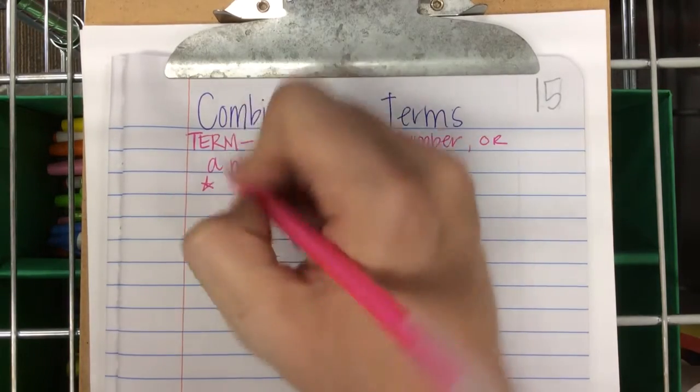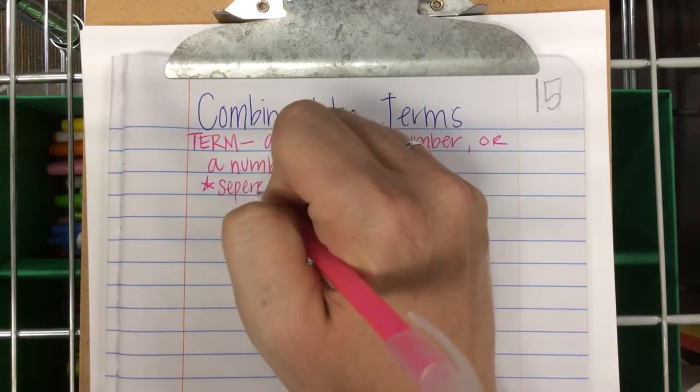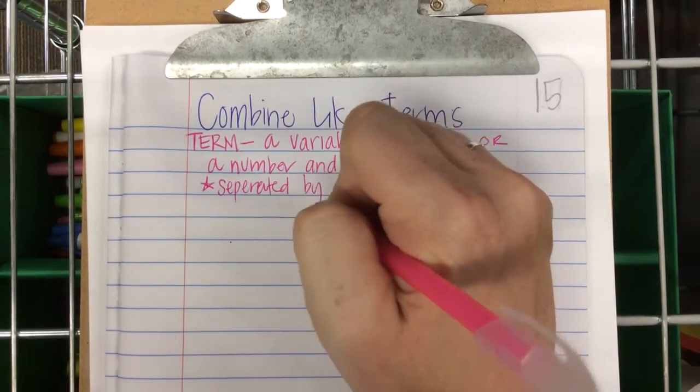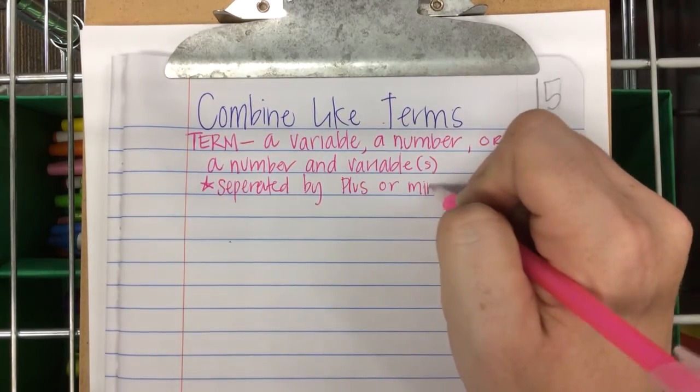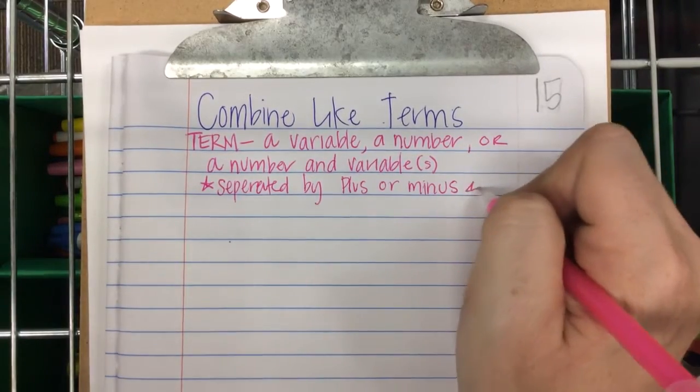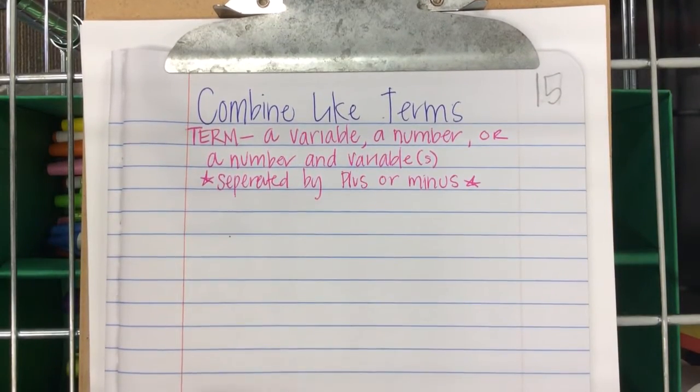You know that it's a term because they're separated by pluses or minuses. A term is a variable, a number, or sometimes it's a number and a variable. And you know that they're terms because they're separated by pluses or minuses.